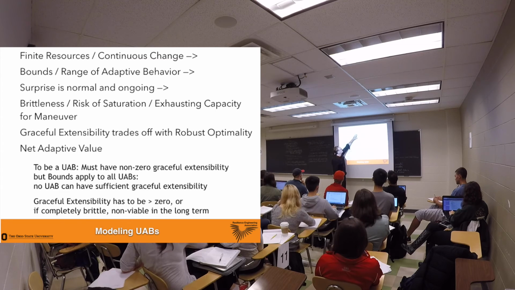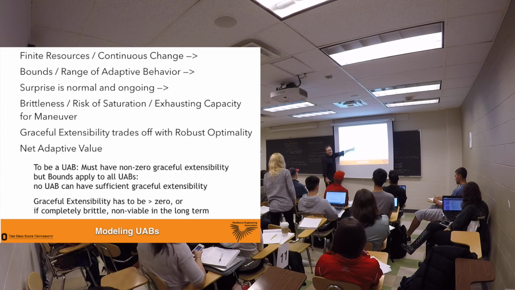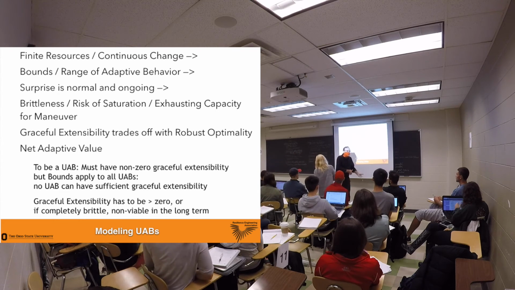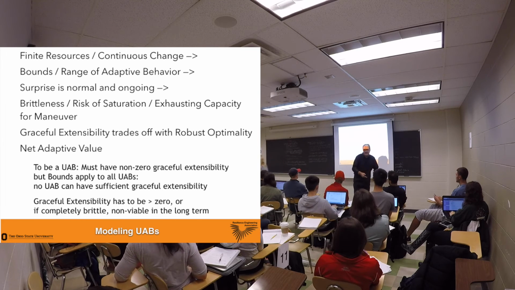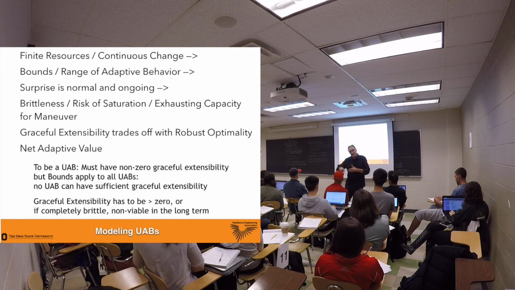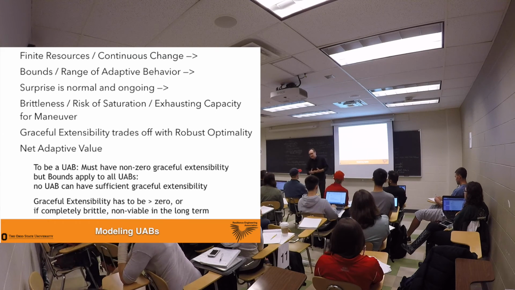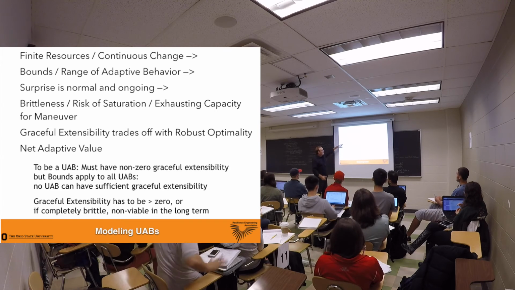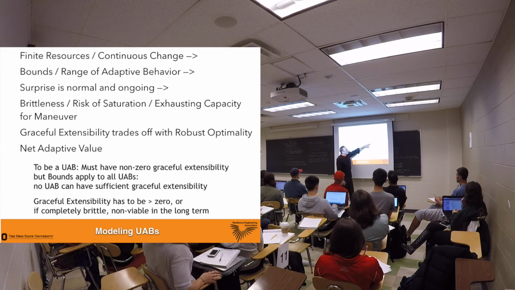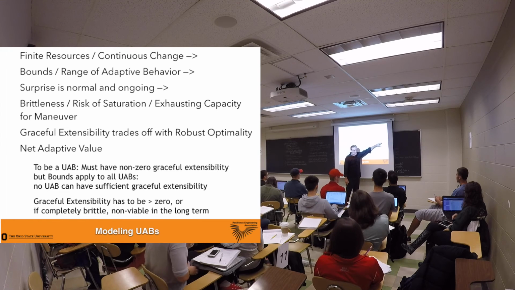Surprise is ongoing. So you have to have some capacity to maneuver, and you have to value the ability to maintain a capacity to maneuver in the future, which I just illustrated for you with the biology examples, right? This all works. It's the way the world actually really, really works. So I need graceful extensibility, even though it trades off with robust optimality, right?